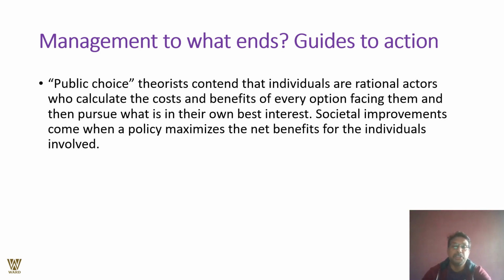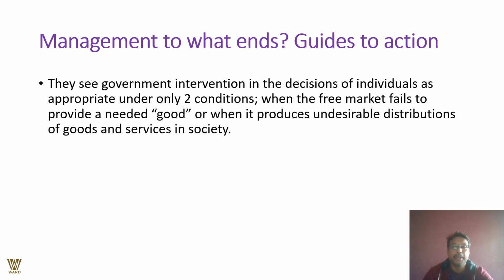Public choice theorists contend that individuals are rational actors who calculate the cost and benefit of every option facing them, then pursue what is in their own best interest. Societal improvement comes when the policy maximizes the net benefit of individual involvement. They see government intervention in the decisions of individuals as appropriate only under two conditions: when the free market fails to provide the required goods, or when it produces an undesirable distribution of goods and services in society.